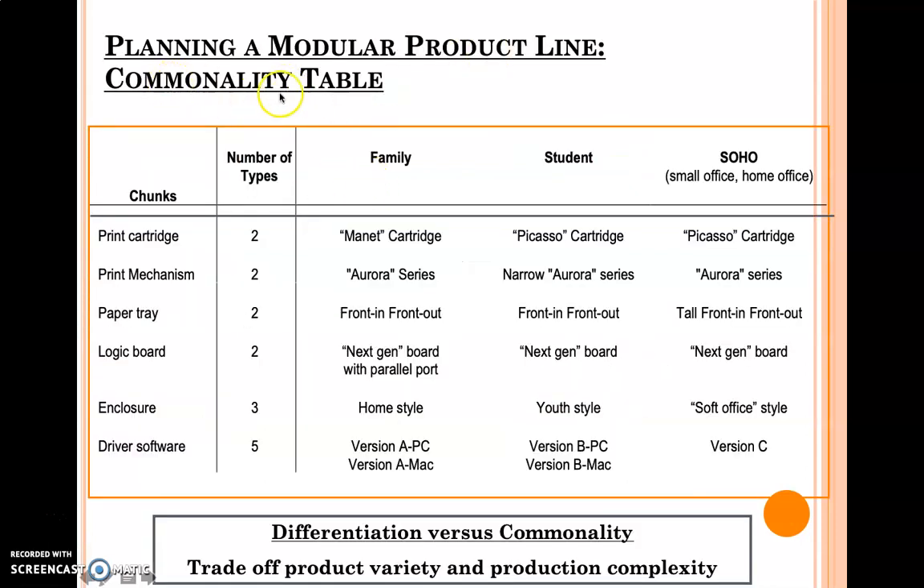Now, planning for the commonality table. What is common? This is a family: students or SOHO, small office, home office. Then differentiation versus commonality is a trade-off between product variety and production complexity. So you have to create an optimum balance between product variety and production complexity.